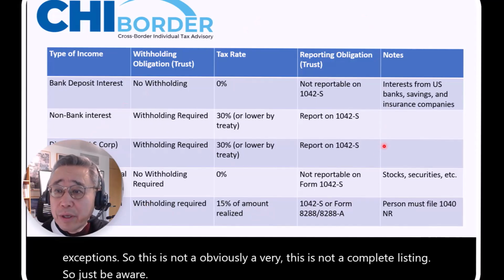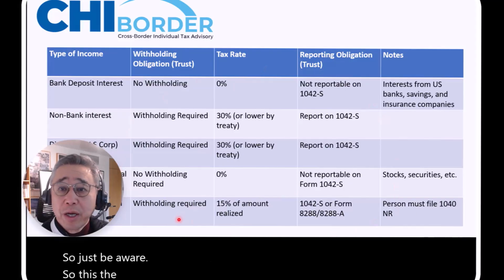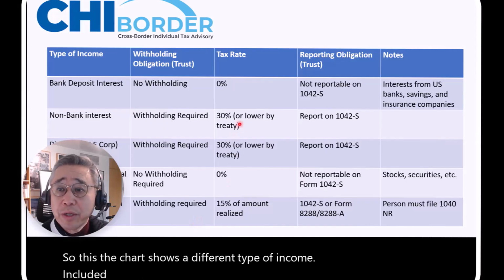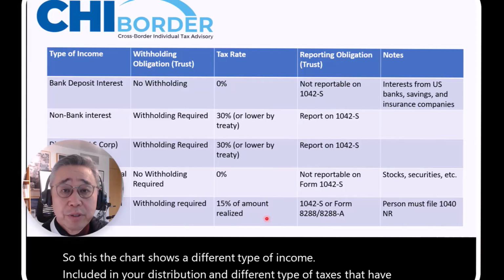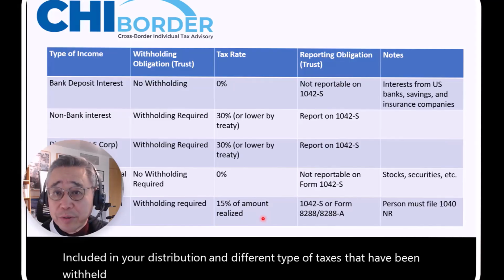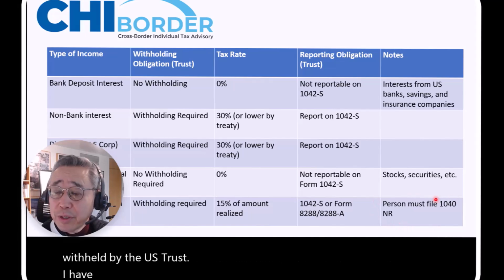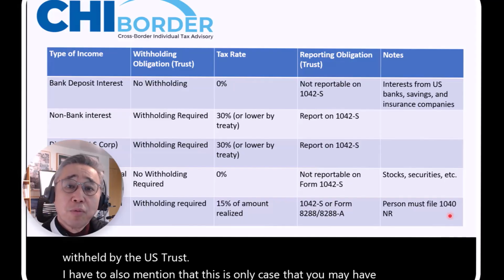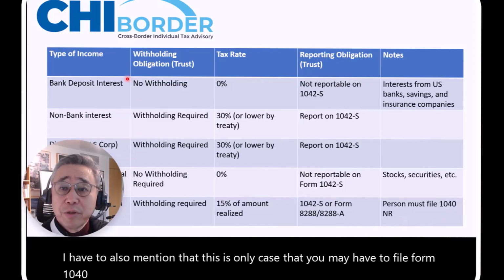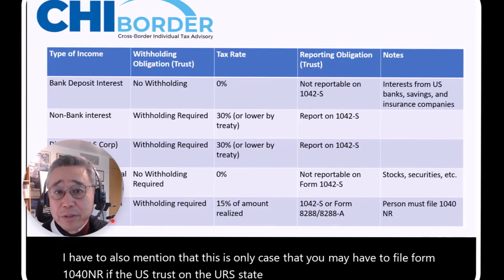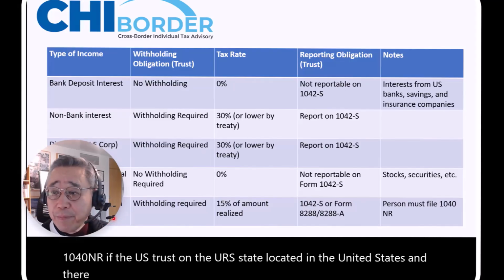So the chart shows the different types of income included in your distribution and the different types of taxes that have been withheld by the U.S. trust. I also have to mention that this is the only case where you may have to file Form 1040-NR: if the U.S. trust owns real estate located in the United States and there is a capital gain.